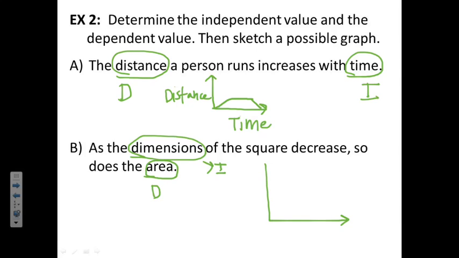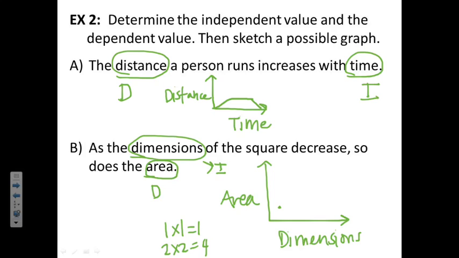So again, you'll label the horizontal axis as the independent, so our dimensions, and the vertical axis as the dependent variable, we'll call it the area. And then we said if you had a square that's 1 by 1, the area is 1. So if we were to graph it, we'd go over 1, up 1, we'd get a point somewhere, something like that. 2 by 2 will give us a 4, so we would go over 2, up 4. And then a 3 by 3 would give us 9, so over 3, up 9.